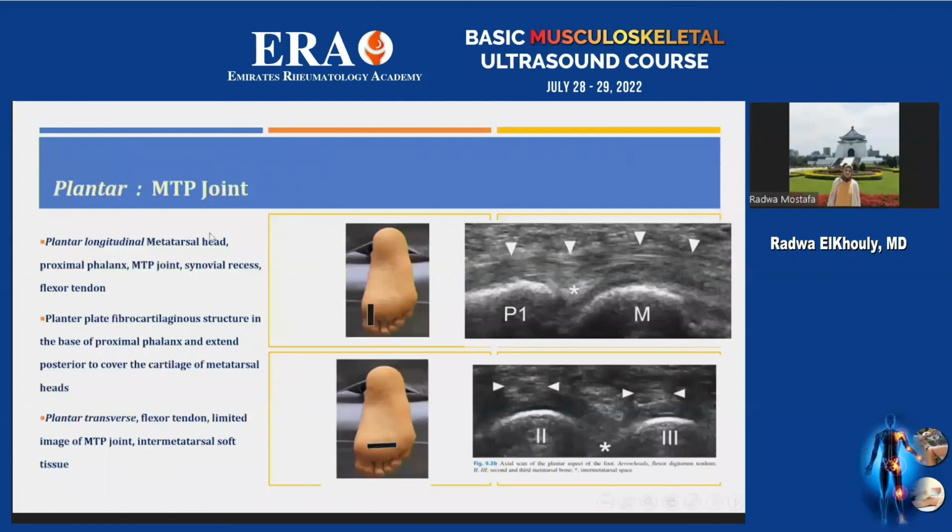We will also scan the plantar aspect of the metatarsophalangeal joint in long axis and short axis. We put our probe in a long axis opposite to the metatarsal bone, and we will see the metatarsal head and proximal phalanx. In between, there is a hyperechoic fibrocartilaginous structure, the plantar plate, and above it is the flexor hallucis or flexor digitorum tendon, according to the toe. Turning our probe to the transverse, we will see the head of the metatarsal with the flexor digitorum tendon, and in between the vessels and nerve.